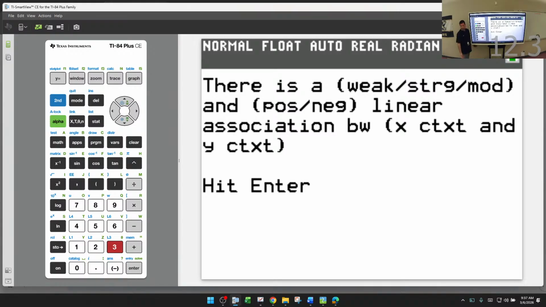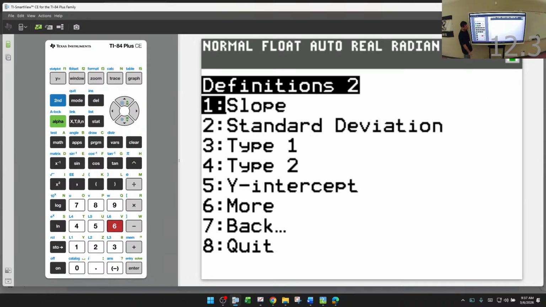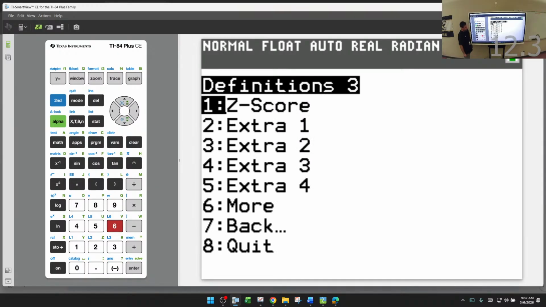I don't know if it's allowed, probably not, but they don't clear calculators. More: slope, standard deviation, type 1, type 2. More. I've got extras just in case there's something else.